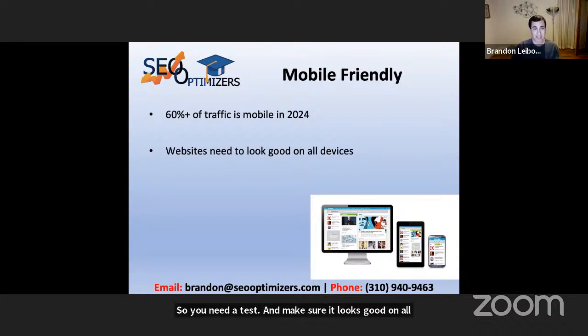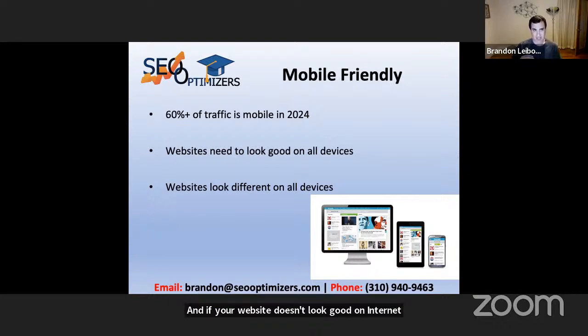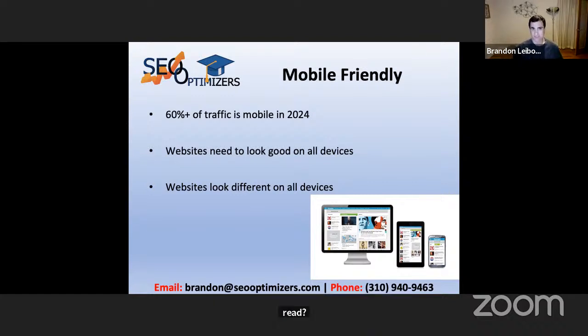I mean, everyone's website hopefully is mobile friendly nowadays, but if you're not mobile friendly, Google's not going to show you on mobile devices. And if your website doesn't look good on Internet Explorer and someone's searching on Internet Explorer on Google, they're probably not going to show you because they don't want to. Google wants a good user experience. If you search on Google, go to a website and you can't read it, that's a bad user experience. Or you hit that back button and you're gonna be like, Google, why are you showing me this website that I can't read? And Google doesn't want to do that because Google wants you to stay on Google. They don't want you to go to Bing or Yahoo or DuckDuckGo or some other search engine.